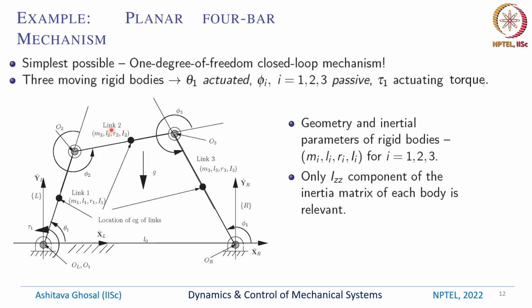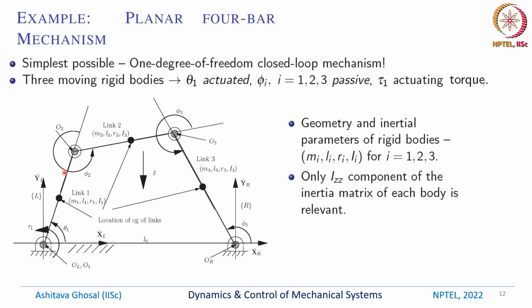Let's continue. This is an example of a planar 4-bar mechanism. This is the simplest possible 1 degree of freedom closed loop mechanism. So there is one loop. I can start from this fixed end, which is OL, and then go to the second joint, which is O2, then go to the third, which is O3, and then come back to OR. But this is also fixed. Both of these form one single loop.